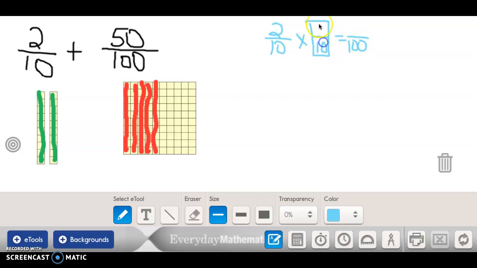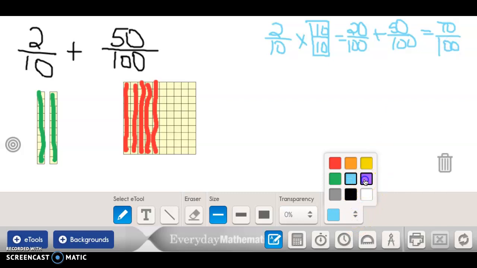So that means my big 1 is going to be 10 tenths. And I multiply across: 2 times 10 is 20, 10 times 10 is 100. So my new fraction that is equivalent to 2 tenths is 20 hundredths. Now I have a common denominator and I can add the 50 hundredths to my problem. If we add 20 and 50, we get 70, and our denominator, hundredths, will stay the same.